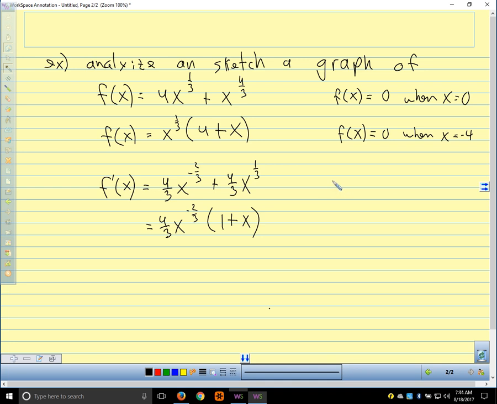So f prime equals 0 when x equals negative 1. So that's a critical point. And what else do we see? What happens at 0? Undefined, does not exist, f prime.